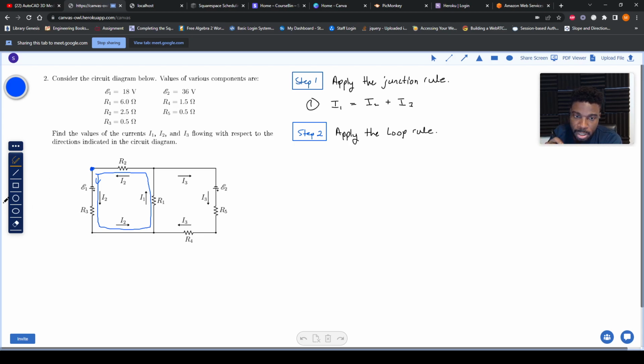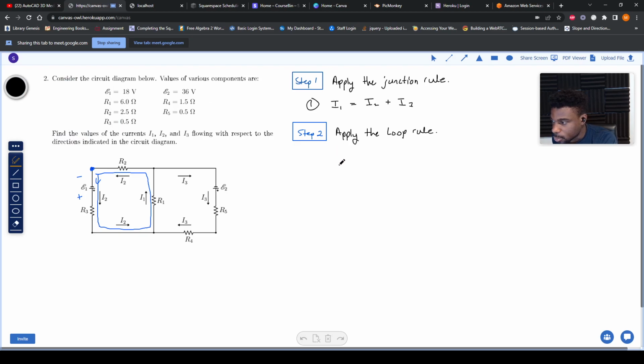Now, the important thing to keep in mind when you're doing the loop rule is that as you go from the negative to positive terminal of a battery, your potential is going to increase. Think of the battery as sort of like a pump. It pumps your potential up. However, as you go across a resistor in the direction of current, your potential is going to decrease. So that's the reasoning we're going to use in order to set up our equations.